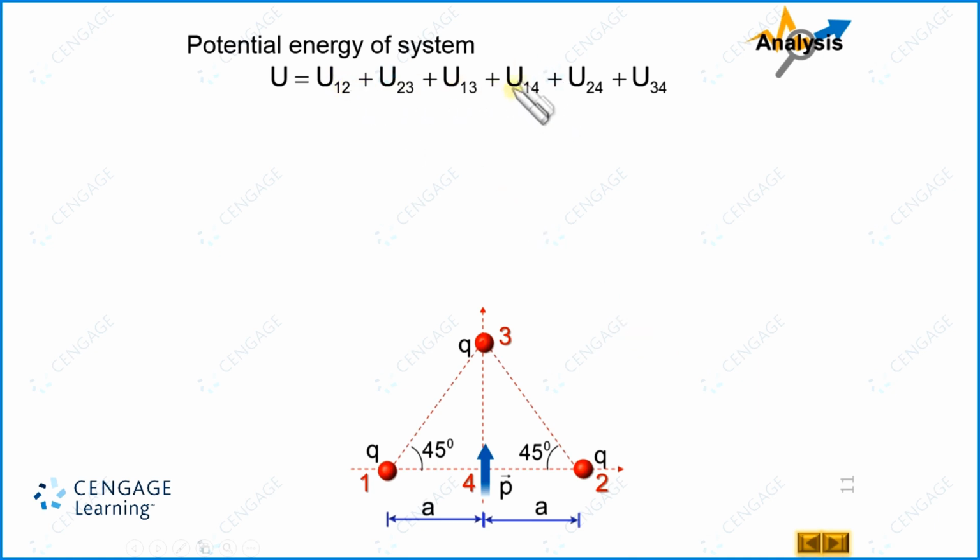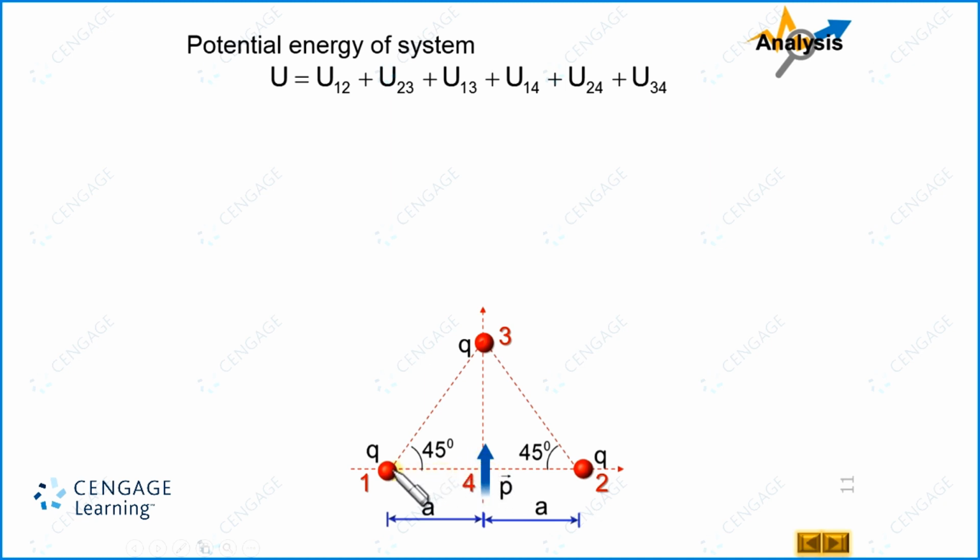Now come to this factor U14. U14 is the potential energy associated with this charged particle and the dipole. So here we can write the potential energy for this system equal to minus P dot E1.